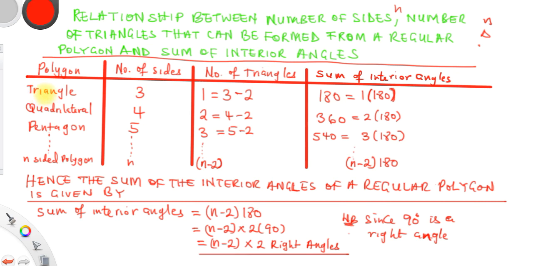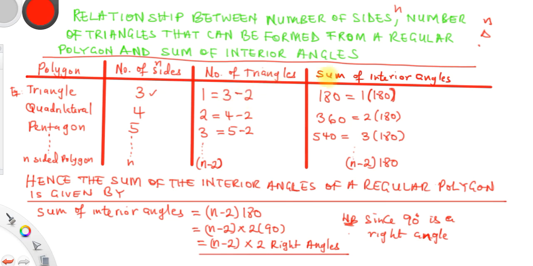The first polygon we are looking at is the triangle, so we are looking at the equilateral triangle. Bear it in mind. How many sides has an equilateral triangle? The number of sides n, small n. An equilateral triangle has three sides.